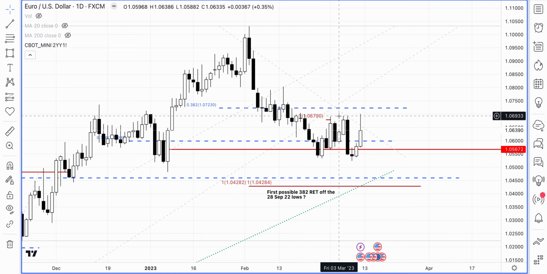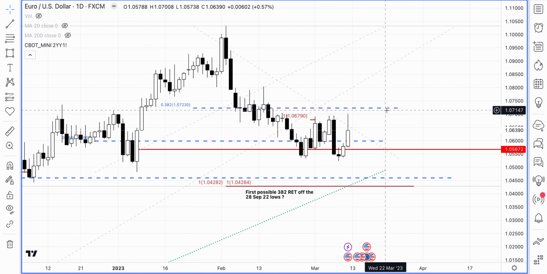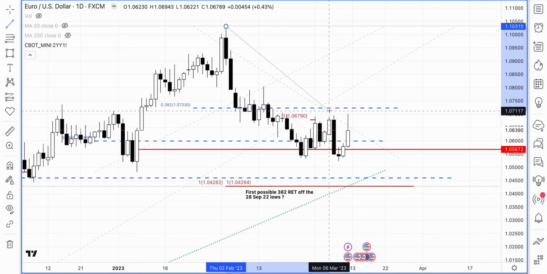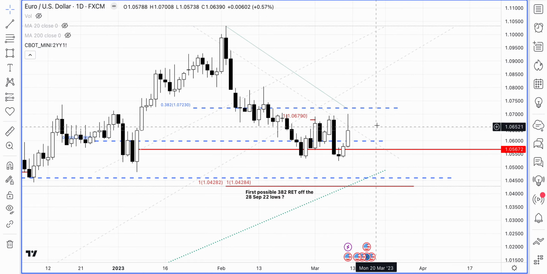So we'll keep on watching how the dollar is going to trade, and if it moves lower, then we're going to see higher prices. Perhaps Euro USD reaches about the 38.2% Fibonacci retracement at the 107.25 level. So it is this level here, and it'll be an interesting level to watch, whether it's going to find some resistance here or not.